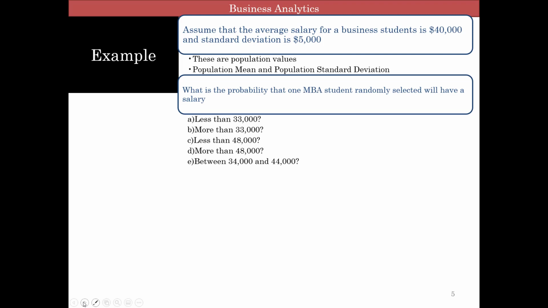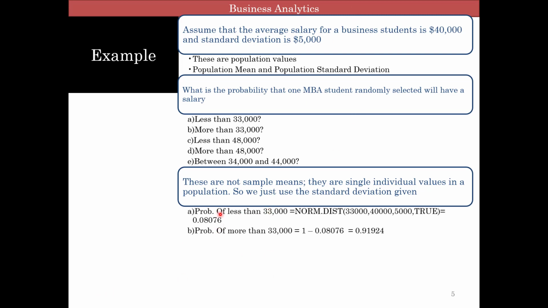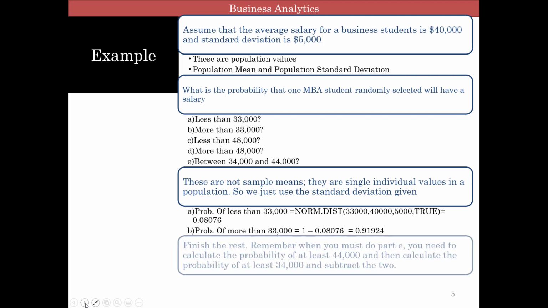You want to know what's the probability. So given that it's the value of a single student or the salary of a single student, we can use this standard deviation that we have, plug it into Excel, use norm.dist, put the value in x, the mean, standard deviation, and true, and get the value. That gives you the probability it's less than the value, norm.dist.